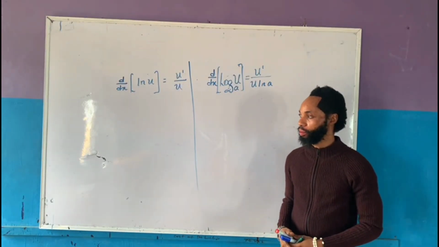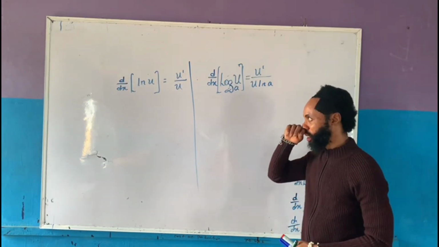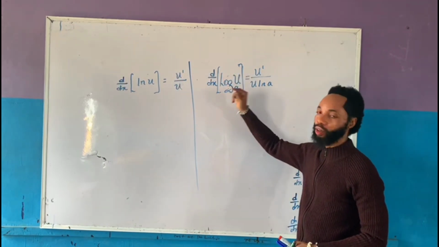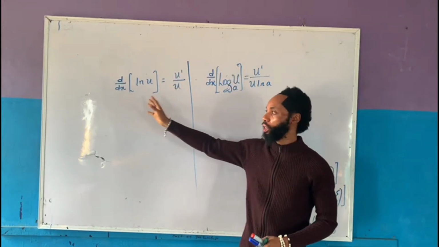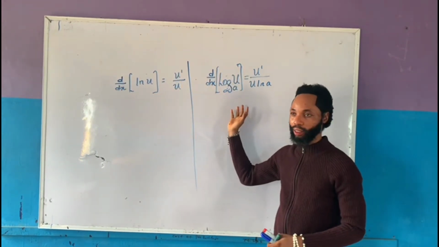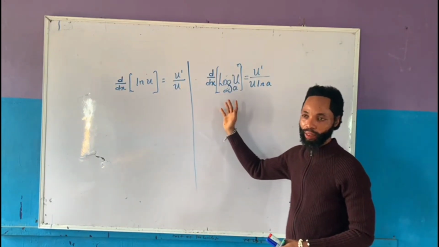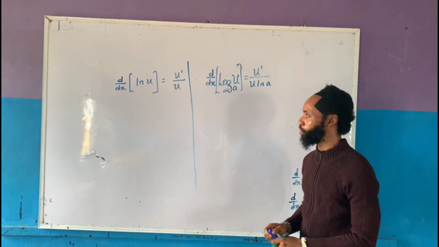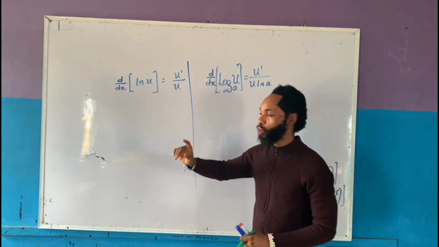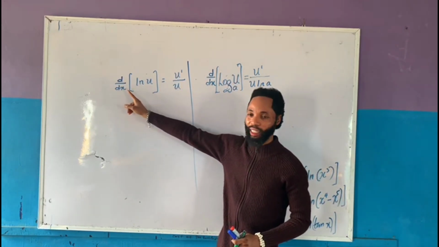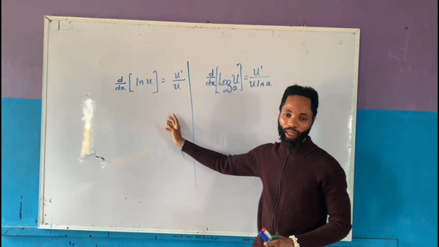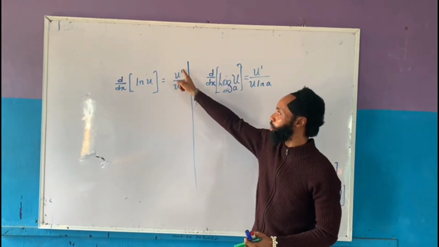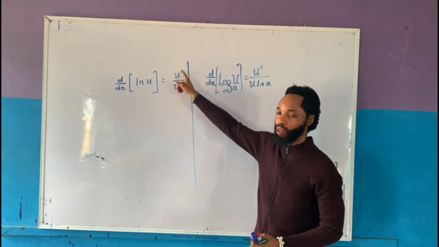Alright, I want us to look at differentiating natural log and differentiating log. Let's look at the similarities. You can understand them as the same, but there's just a fractional difference, very minute, very subtle. Now, we all know that d/dx of ln x is 1 over x. If you differentiate ln x, you're going to get 1 over x. Why is that? Because of this formula, this rule.